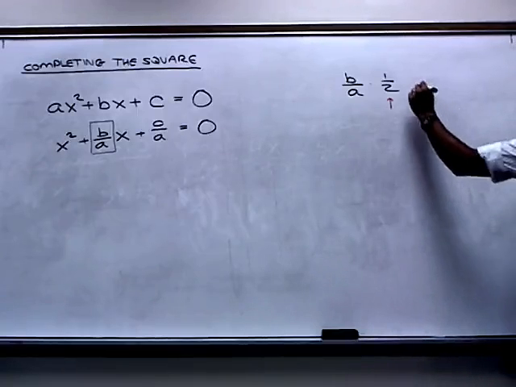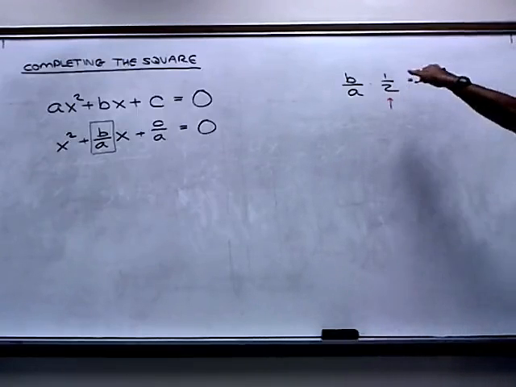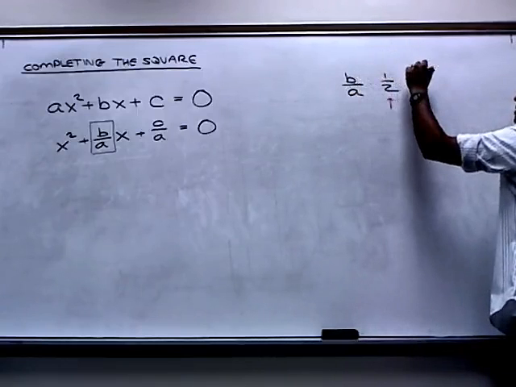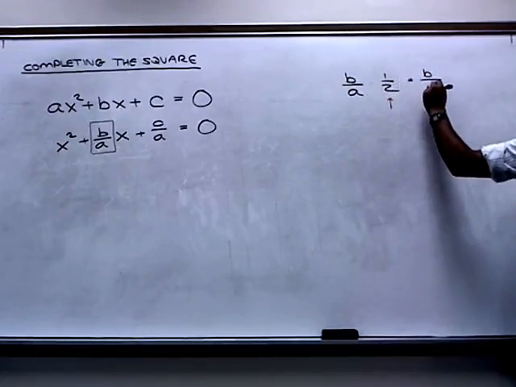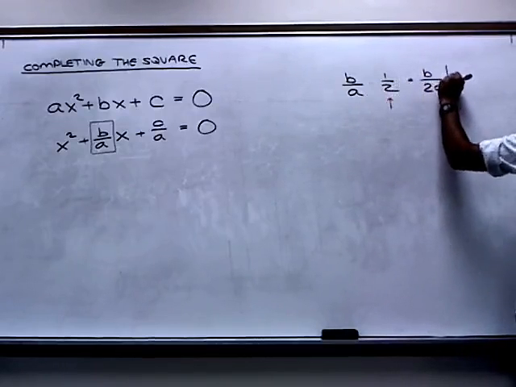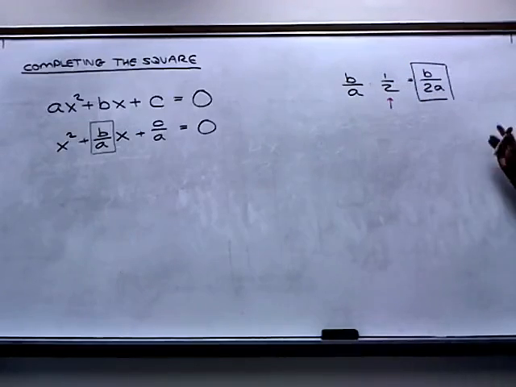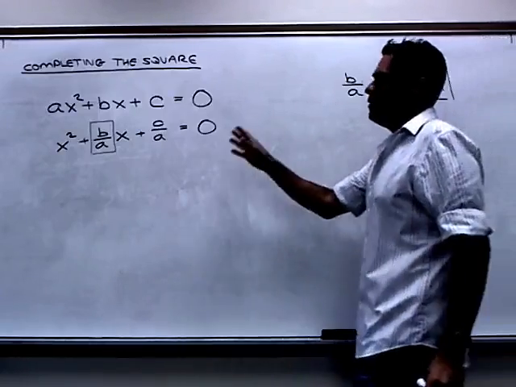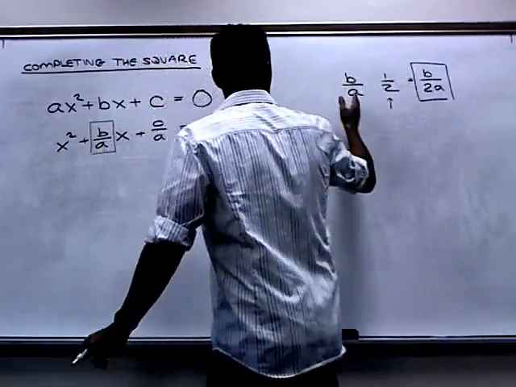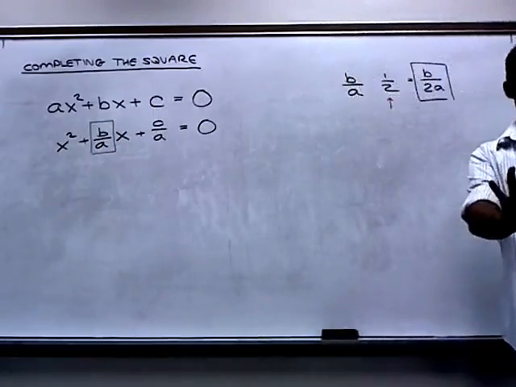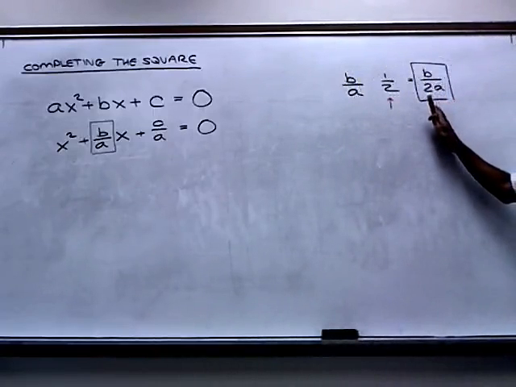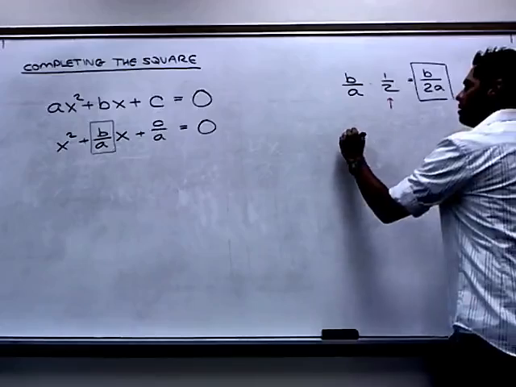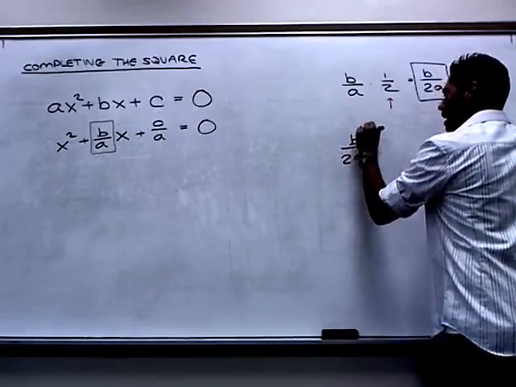What would you get if you multiply that by 1/2? So multiply straight across. B times 1 is B. A times 2 is 2A. So I get what I'm going to call my first magic number, and I'm going to box this. It's just a magic number. If you're sitting there wondering why in the world he is multiplying it by 1/2, don't worry about that yet, all right? You're going to see how this works out. Now take this number and square it. So take your B over 2A and square it.